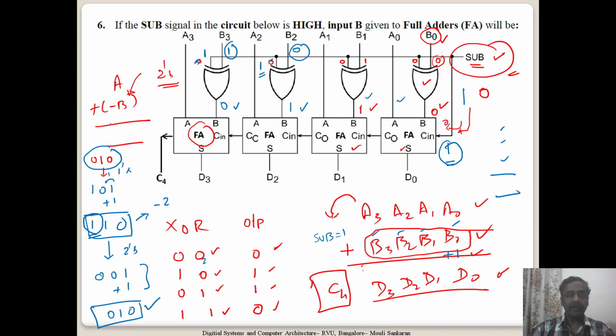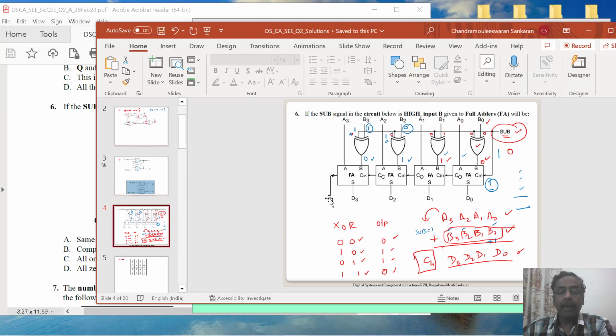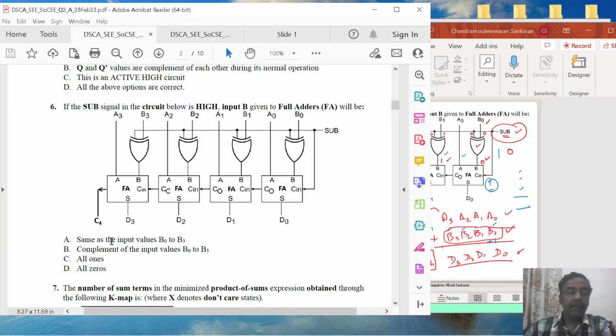So if I am interested in doing a negative operation, so I do A minus B, then perform an addition operation which is same as A minus B. So that's what is being done here for a subtract operation using the same full adder. Now let us go back to the question here.